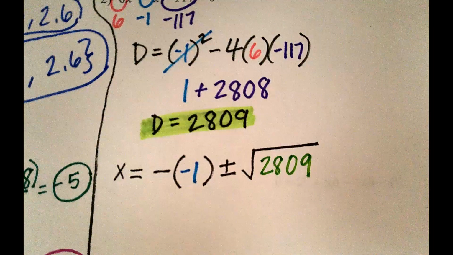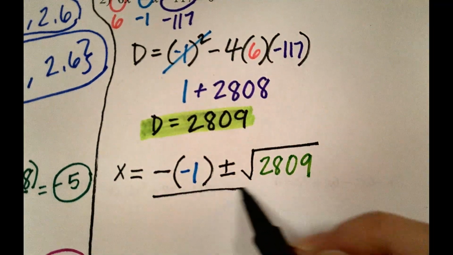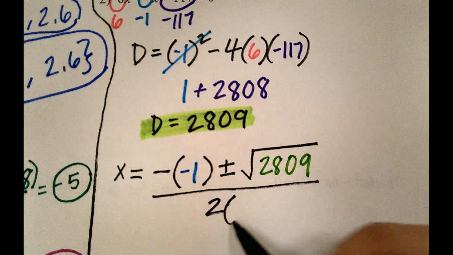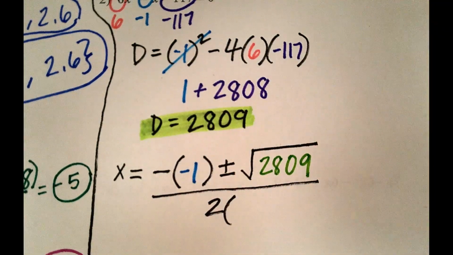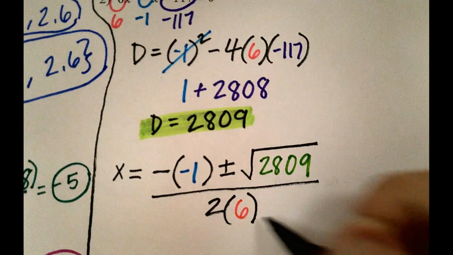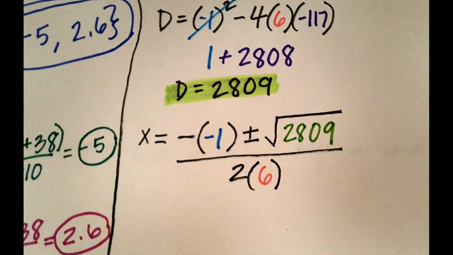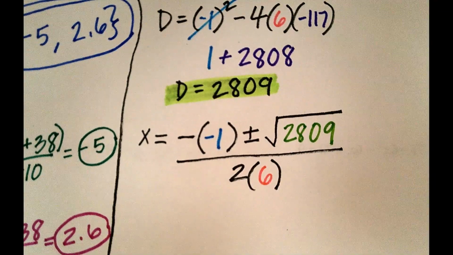Then you divide by 2 times 6. Good. That's our A. So 2 times 6, 2 times A. Perfect. Perfect. Okay.